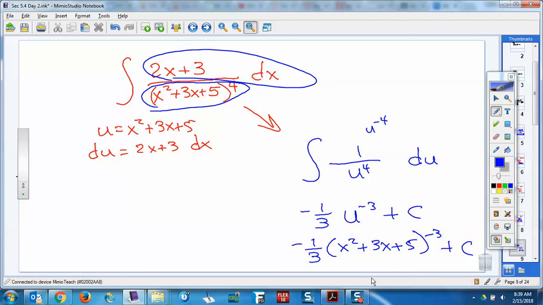U substitution wouldn't work. That's what I was telling you. There are a lot of functions that do not have antiderivatives, or at least fairly simple antiderivatives, okay? There are a lot of functions that don't. Because how would there have to be?